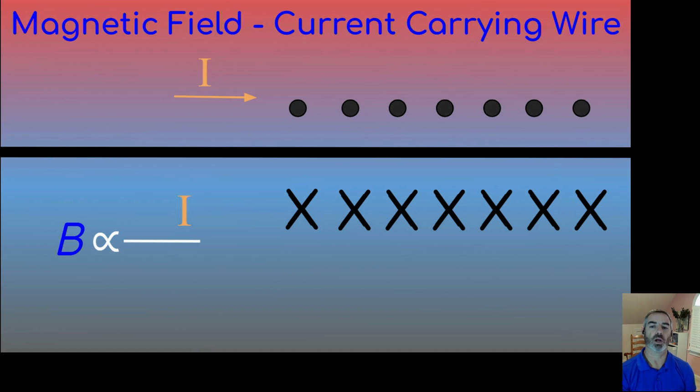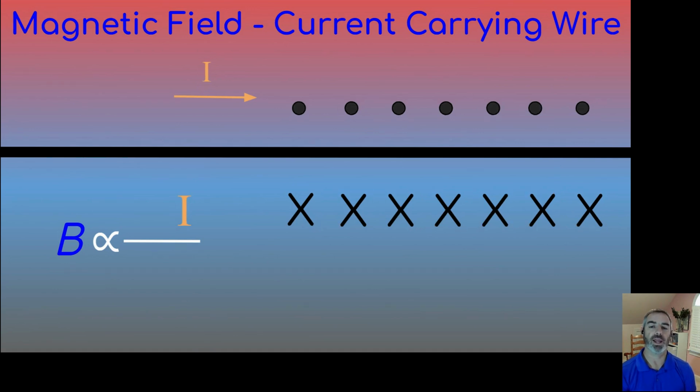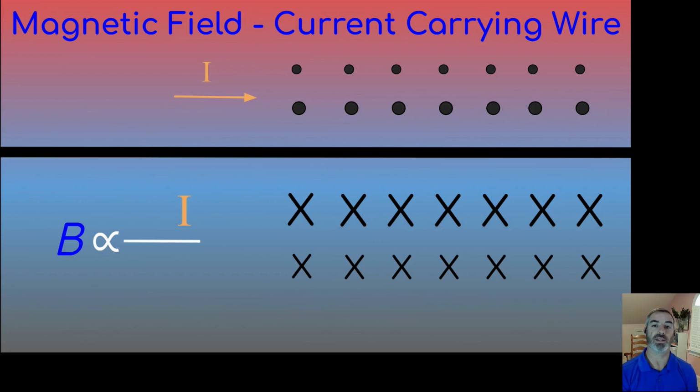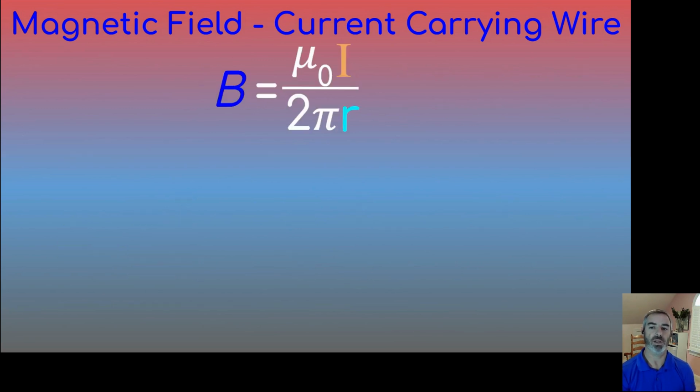If we go back to our original situation and we look at a distance that's further from the wire, we can see that the magnetic field strength decreases. That means that the magnetic field strength has an inverse relationship with the distance from that current carrying wire. Now, we also know that we can take any proportionality and make it an equality by multiplying by a constant. We're going to multiply by mu naught divided by 2 pi, and this is going to give us our equation for magnetic field.